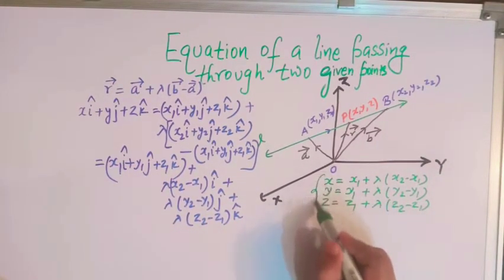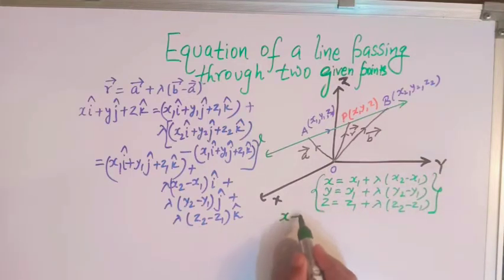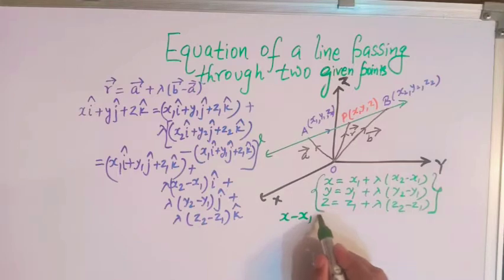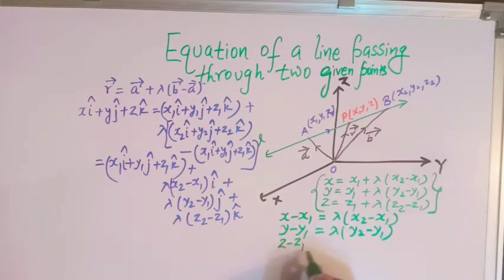Now from these three equations we can write x minus x1 is equal to lambda times (x2 minus x1). Then y minus y1 is equal to lambda times (y2 minus y1), and z minus z1 we can write as lambda times (z2 minus z1). Clear?